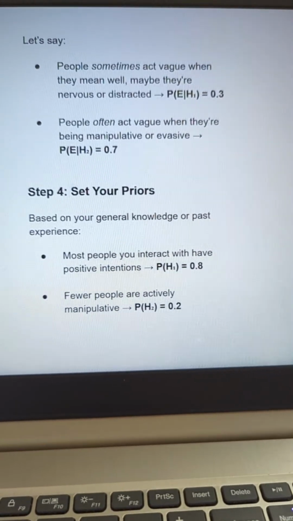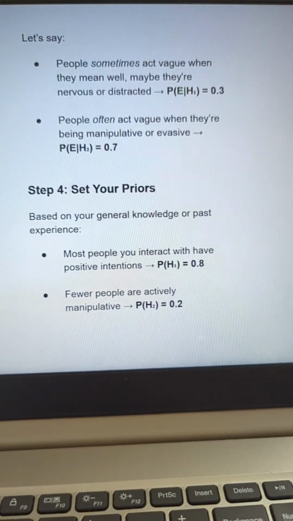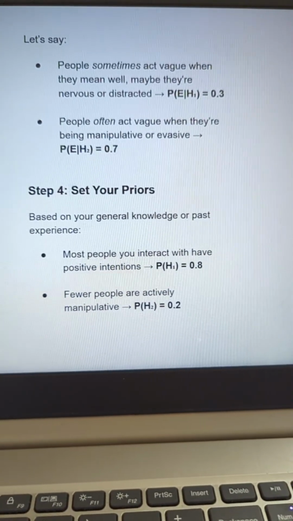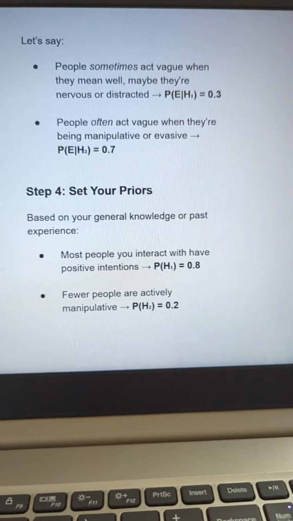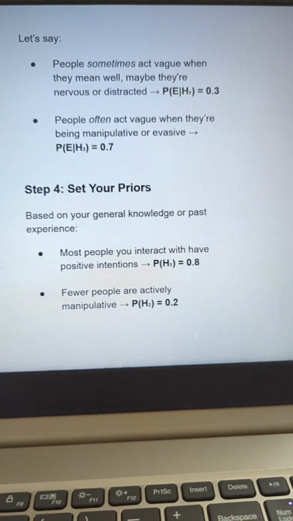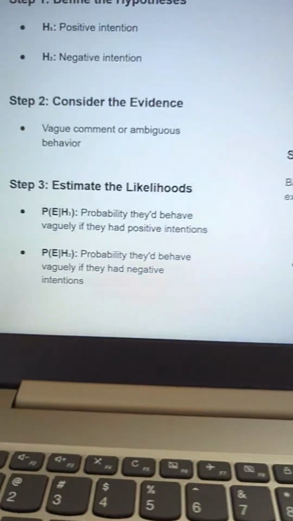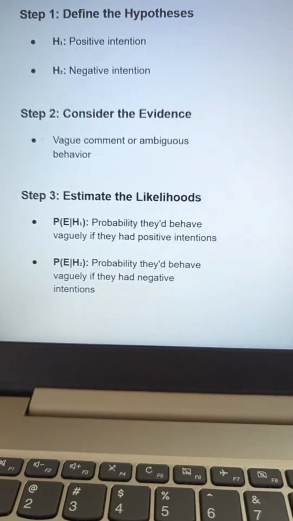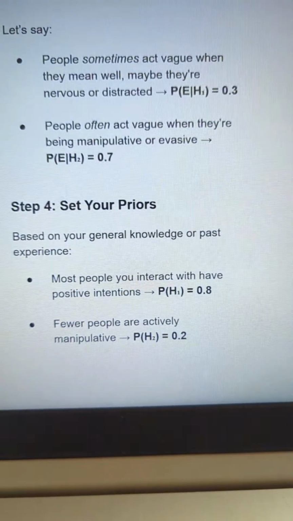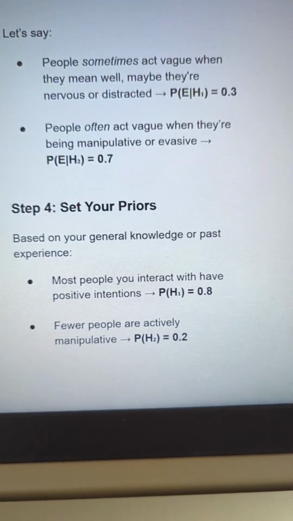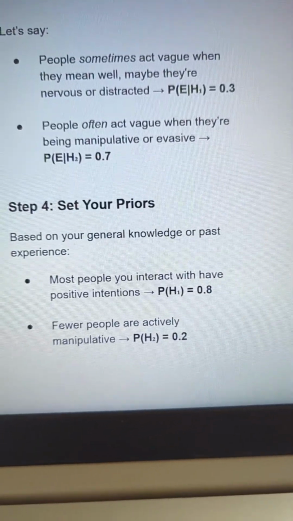When people act vaguely, or they act ambiguously, there might be other possibilities, like nervous or distracted. But let's say that's a low probability. What's more likely, the likelihood, is the probability they'd behave vaguely if they had negative intentions. Well, that's kind of more likely, because people often act vague when they're being manipulative or evasive. So we can be pretty objective about that, even though it's just a ballpark figure.